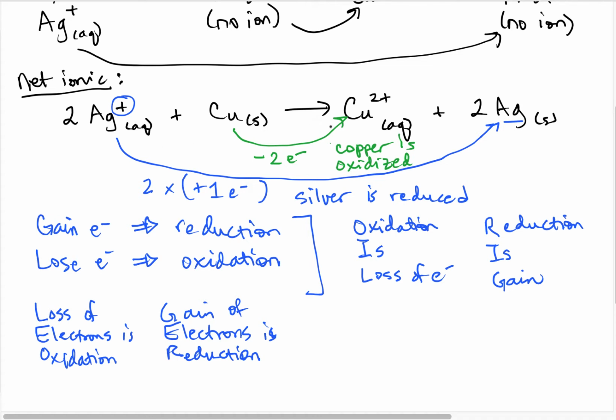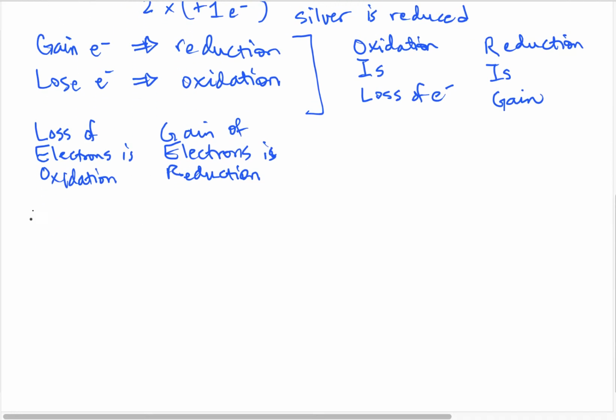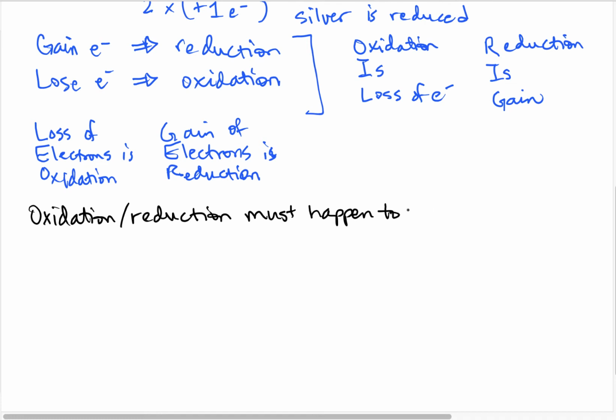Oxidation and reduction always happen together, because if something is losing electrons, those electrons have to go somewhere. And if something is gaining electrons, those electrons had to come from somewhere. So oxidation and reduction is always happening as a pair. They must happen together. You can't just generate electrons out of nothing.